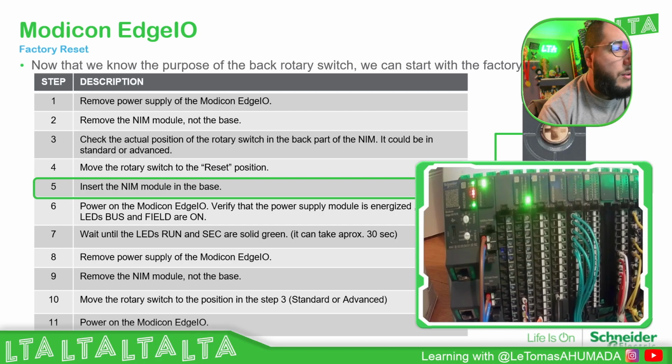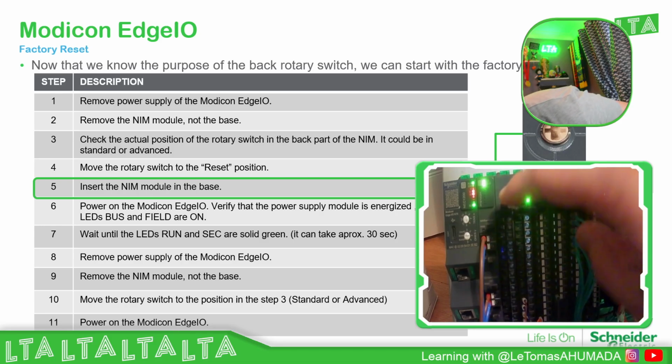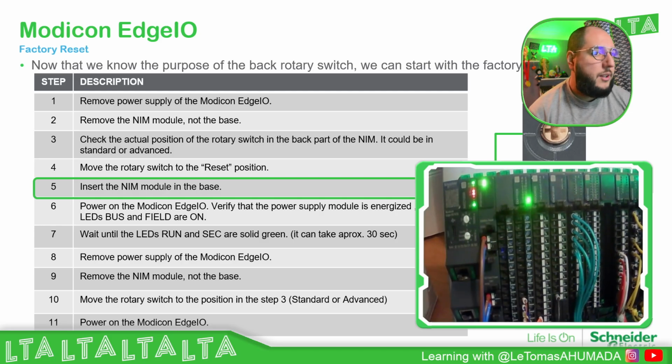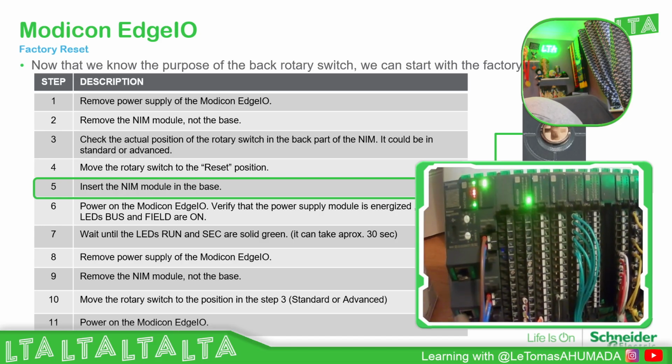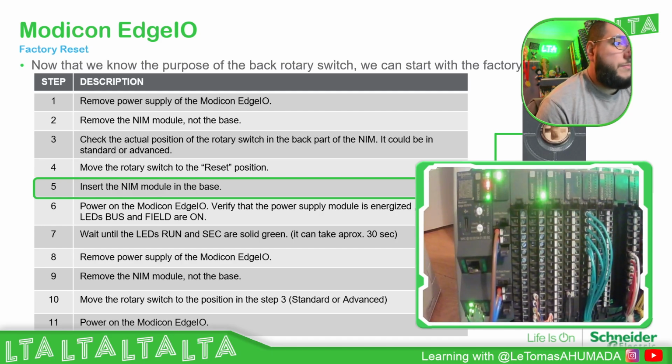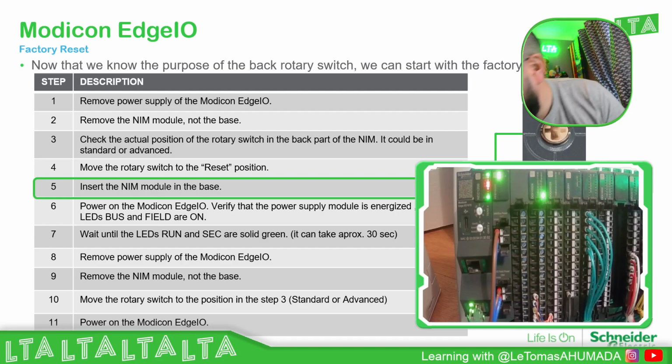We just need to wait for the run and sec LEDs to be solid green, which are this one and this one. So when we put back the feature table, there we go. But nothing's going to happen, because now that it's on reset, everything is fine. We need to remove it.